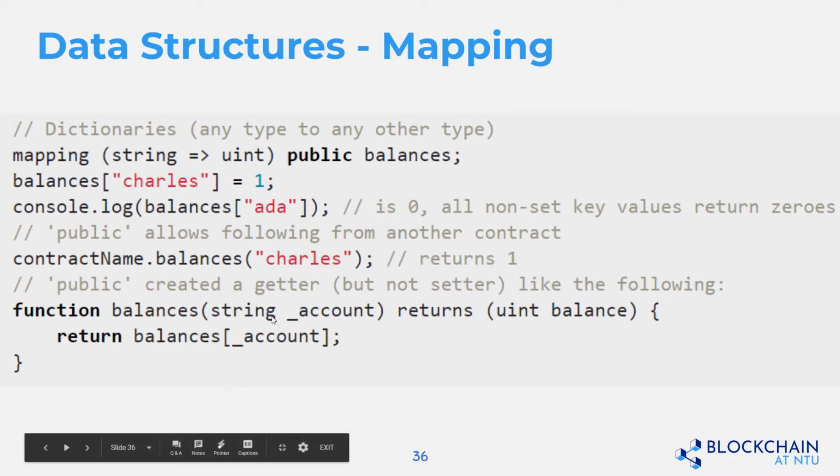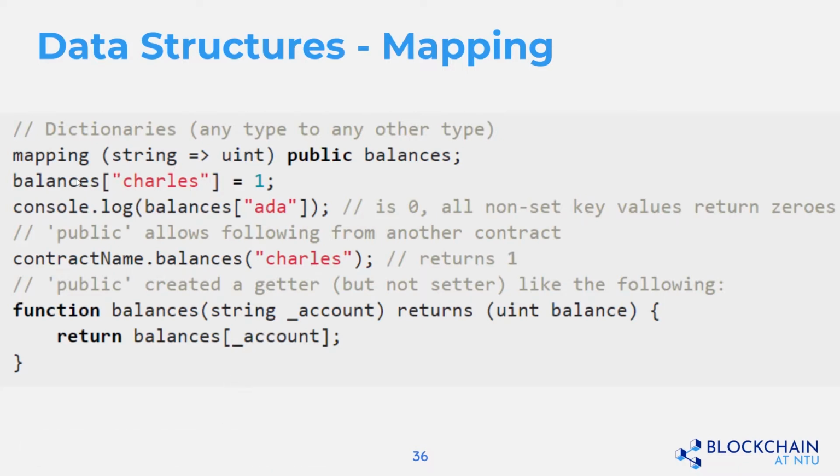In order to add something, you can just do it like this. Let's say you put balances Alex equals 5,000, for example. That means that in this mapping of balances, there will be a key with Alex and a value with 5,000. So that's how you add something.